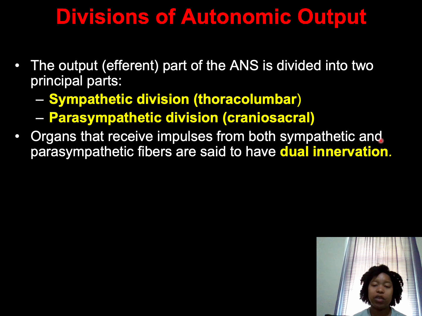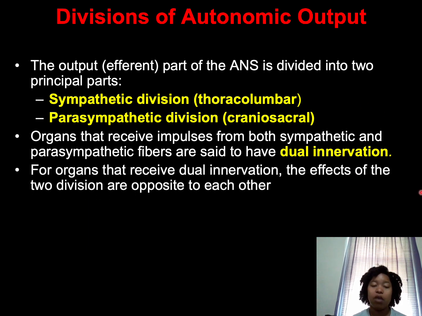Organs that receive impulses from both sympathetic and parasympathetic fibers are said to have dual innervation. So it's dual innervation because it's coming from two places, remember, and those are the sympathetic division and the parasympathetic division. For organs that receive dual innervation, the effects of the two divisions are opposite to each other. Essentially, if one division is what speeds up the heart rate, the other division is what's going to slow it down, that kind of thing.